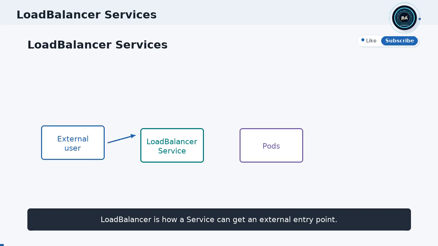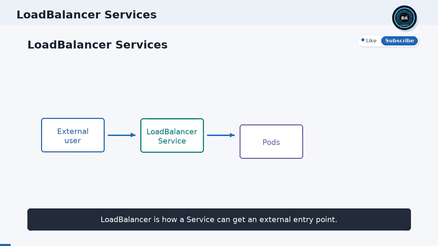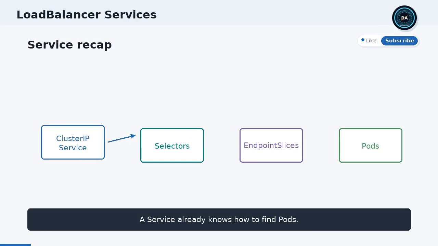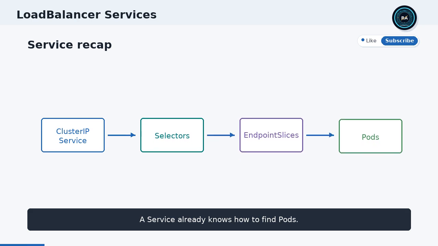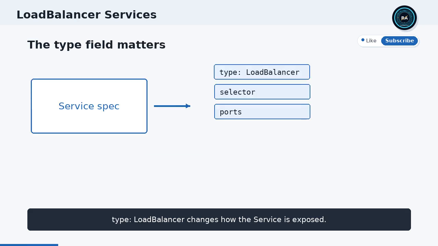A load balancer service is for one common question: how do users outside the cluster reach pods running inside the cluster? A normal service already gives a stable internal address and points to pods through labels and endpoint slices. Load balancer adds an outside entry point on top. In YAML, the key change is spec type LoadBalancer. You still define selectors and ports, but now Kubernetes also asks for external load balancer integration.